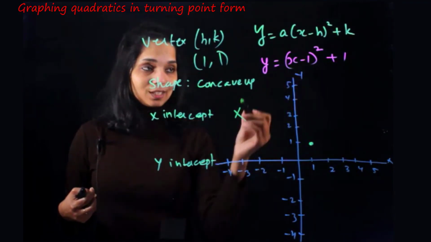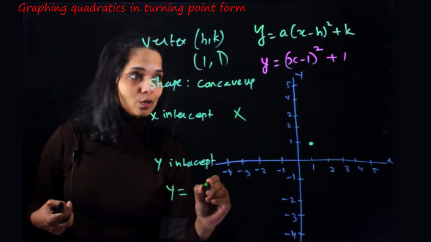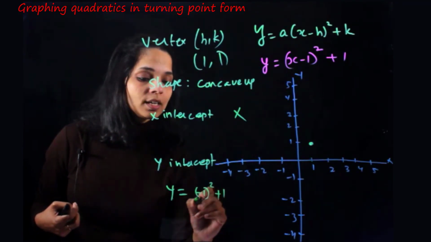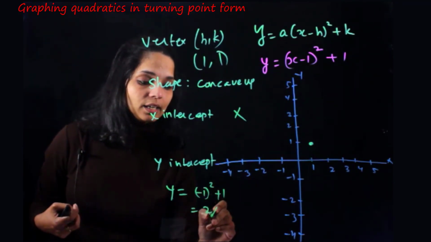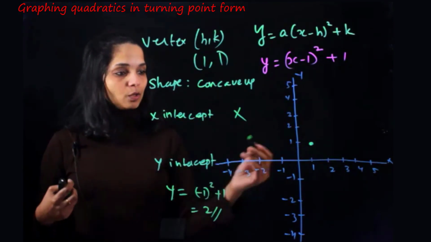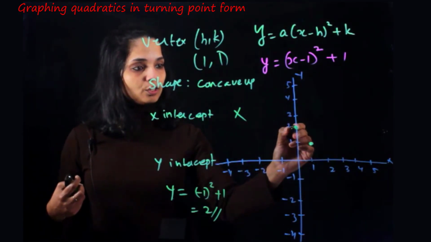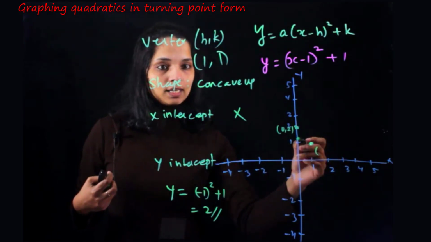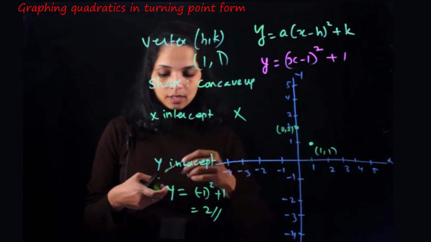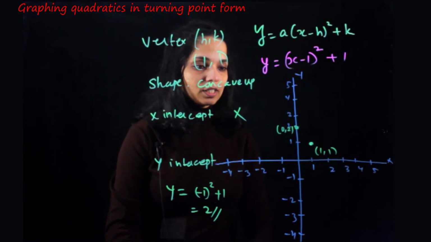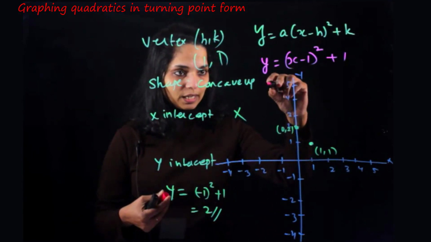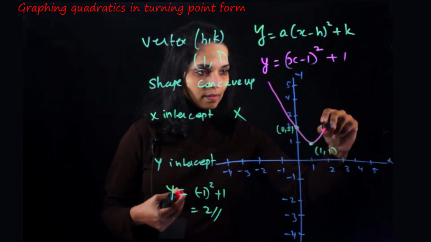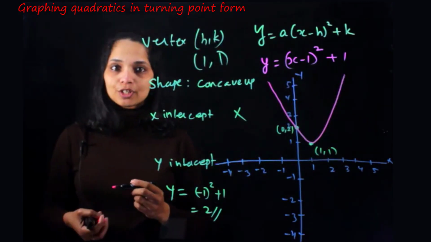Now let's find the y-intercept. That's when x equals 0. y equals (0 minus 1) squared plus 1, which is 1 plus 1 equals 2. So the y-intercept is (0, 2). That's the y-intercept, and the turning point was (1, 1). Now it's all about plotting this function, joining the available points. So that's something like that. Okay, so that's the function.